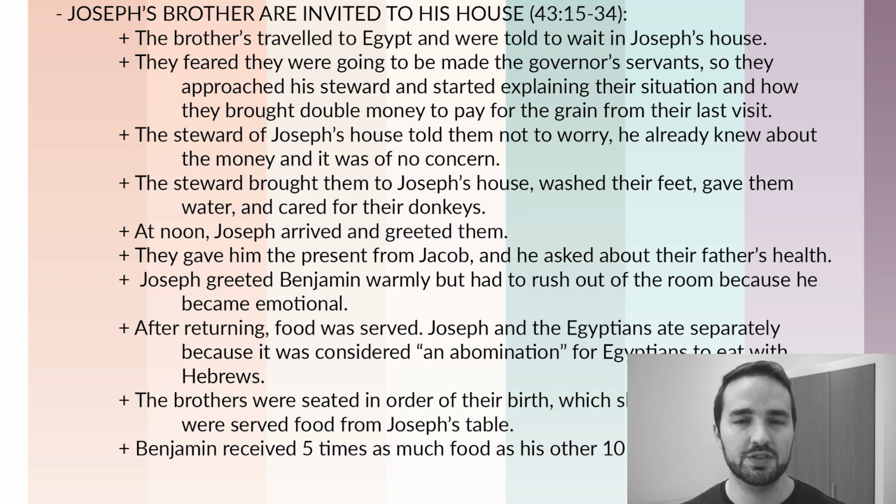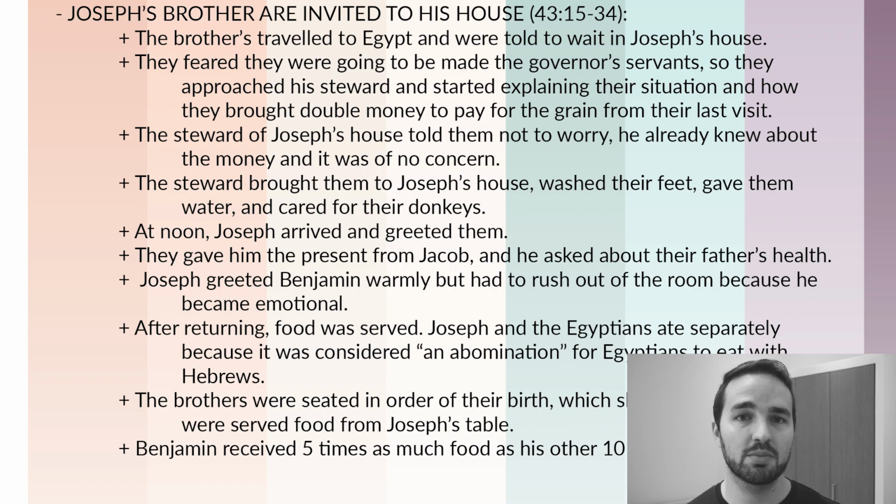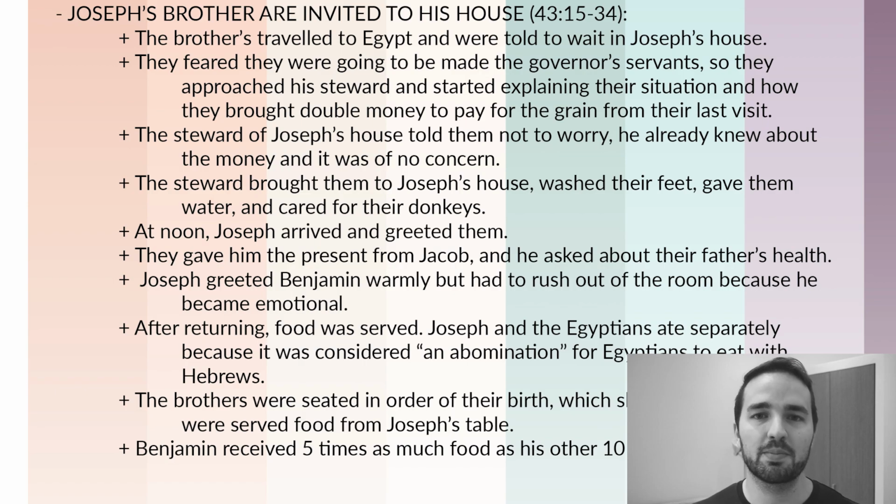He brought them into Joseph's house, washed their feet, gave them water to drink, and he cared for their donkeys, so they were welcomed with hospitality. And they waited till about noon when Joseph came into the house to eat. Apparently, it was his lunch break. They gave him the present that they had brought down from Jacob, and he inquired about their father's, or his father's, health, and they told him that Jacob was doing fine in Canaan. He was still healthy. He was still alive.